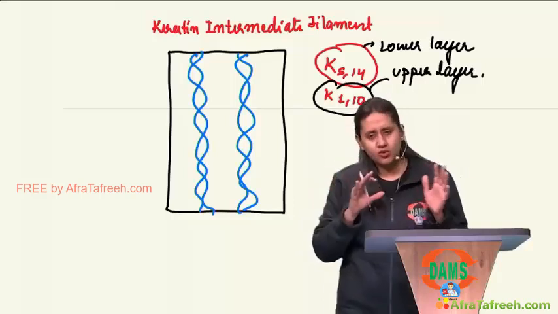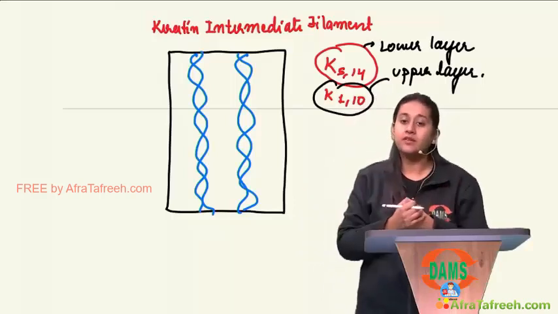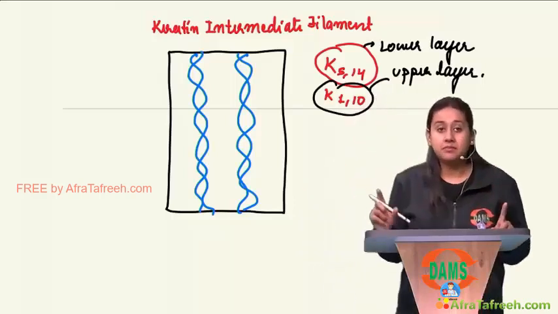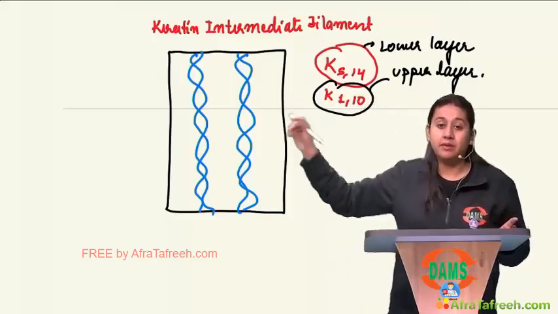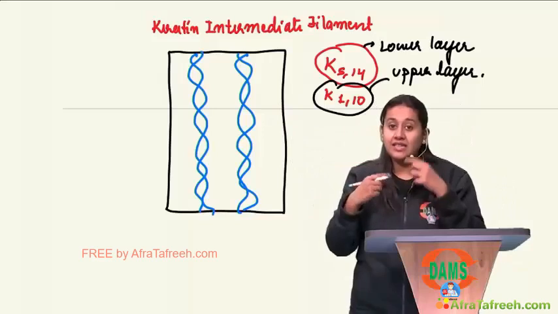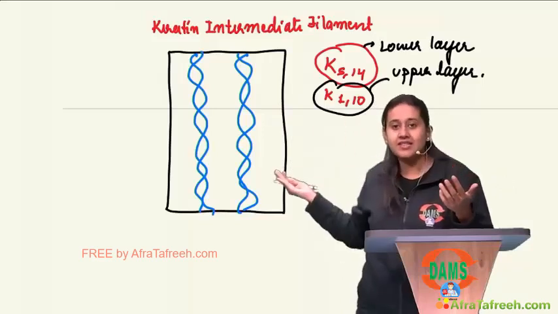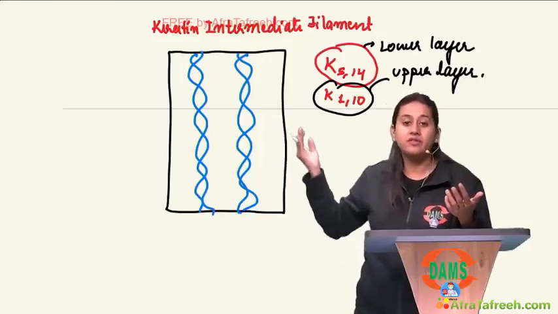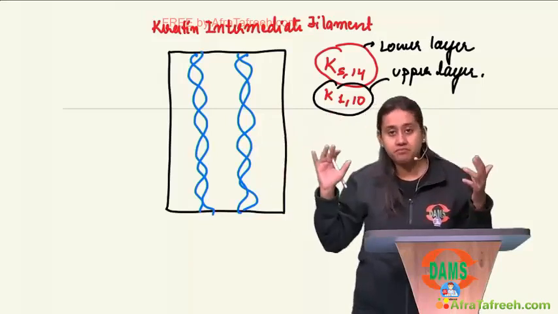Okay, so we'll be reading them subsequently with the respective topic, but please remember these keratin intermediate filaments are present in the keratinocytes. And why are these cells called keratinocytes? The reason is again the same, because of the presence of these intermediate filaments.